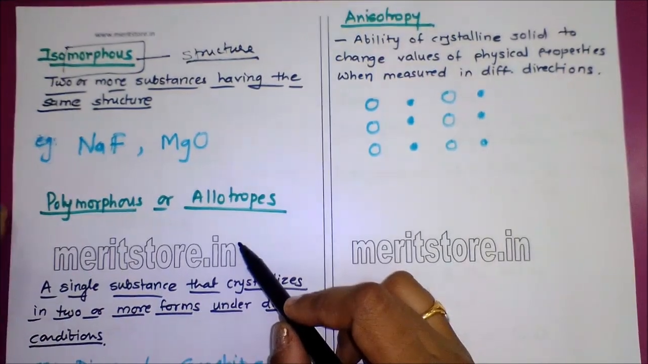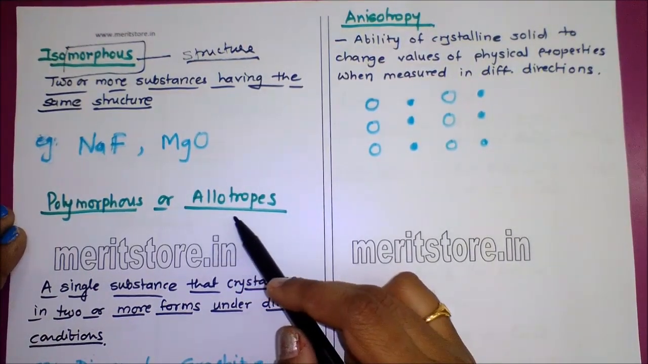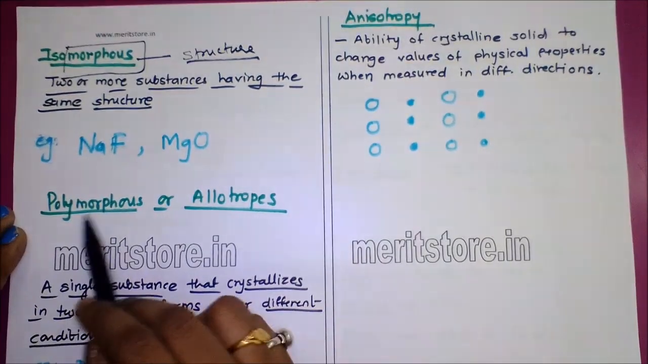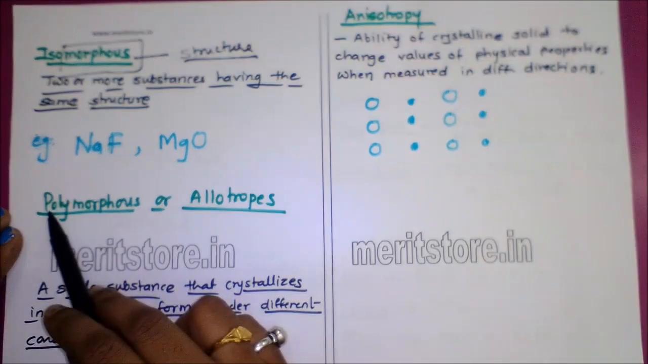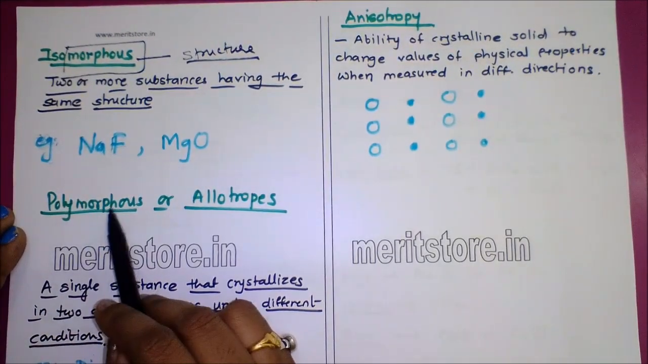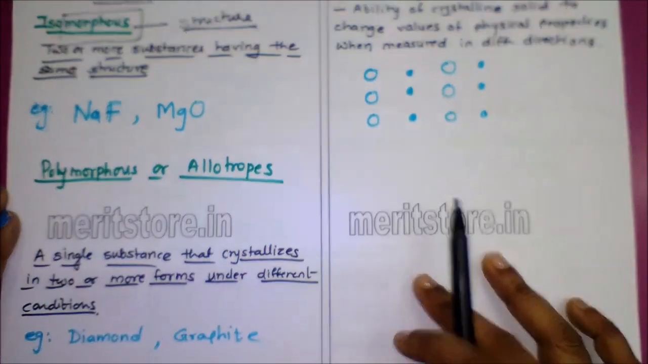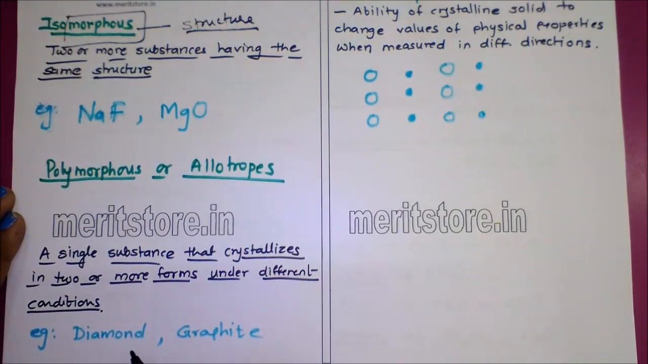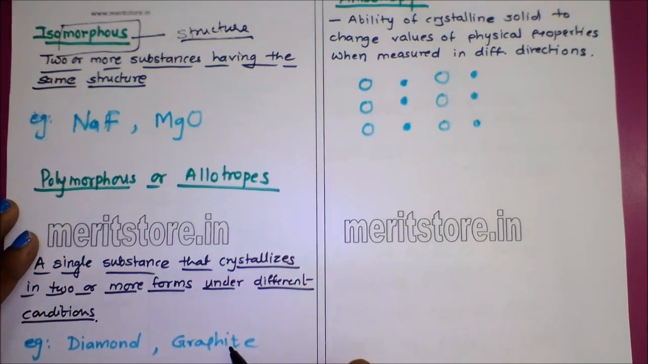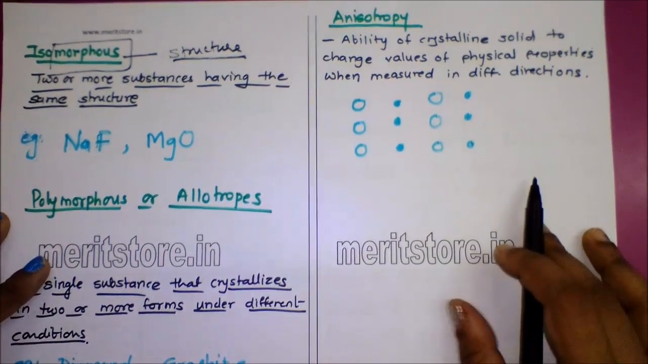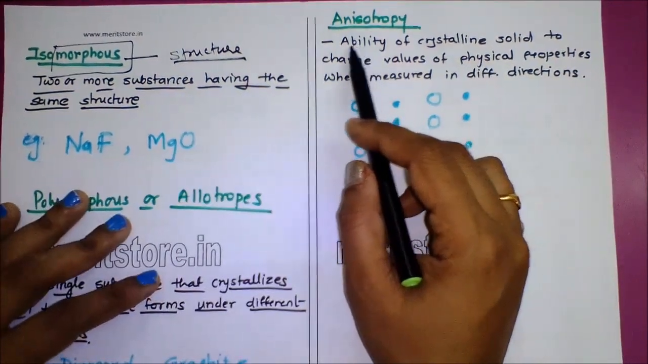The other term we are going to talk about is polymorphous, also called allotropes. As I said, morphous means structure. Now this is polystructural, that means different structures by a single substance. For example, the different allotropes of carbon, that's diamond and graphite. Diamond and graphite are both made up of carbon, but the arrangement of the carbon atoms in the structure is different.